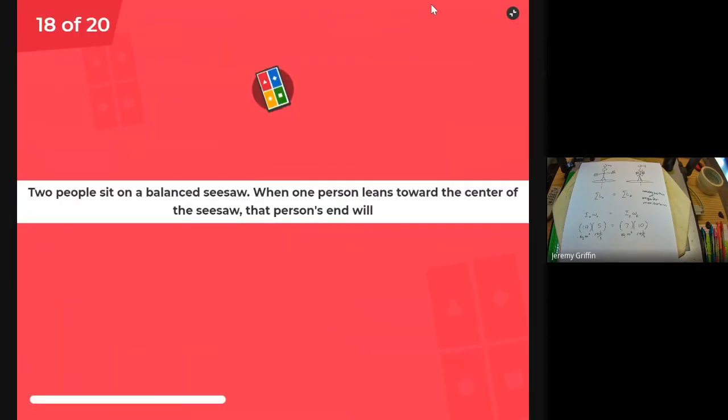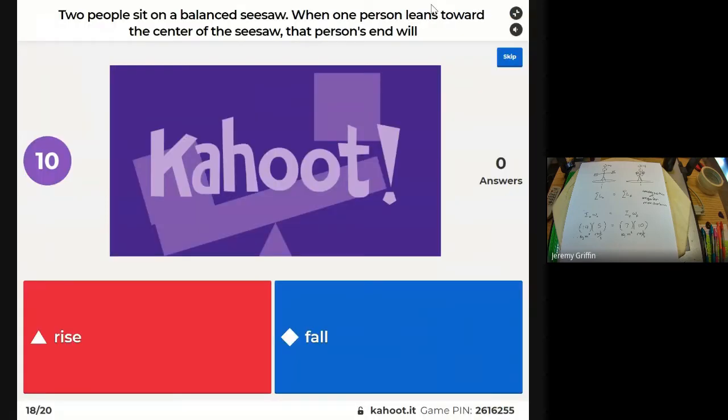Two people sit on a balanced seesaw. When one person leans toward the center, that person's end will be what?